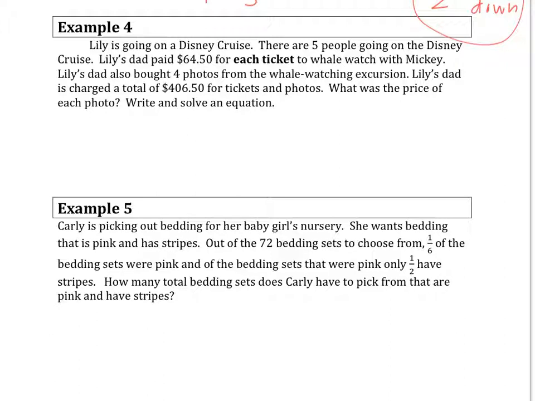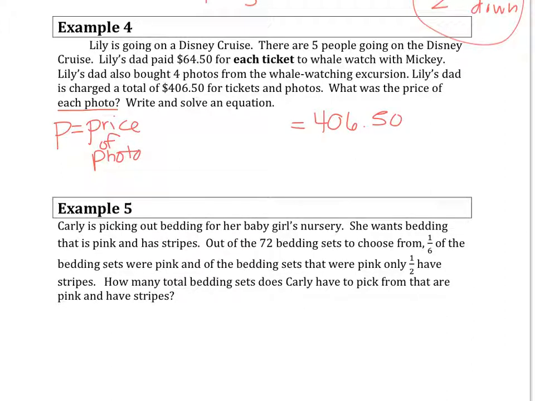First thing we want to do is define a variable. What are we ultimately looking for? The price of each photo. So I'm going to call P price of photo. You can use X, you can use any variable you'd like. I chose P, make sure you define it. What's our total? $406.50.